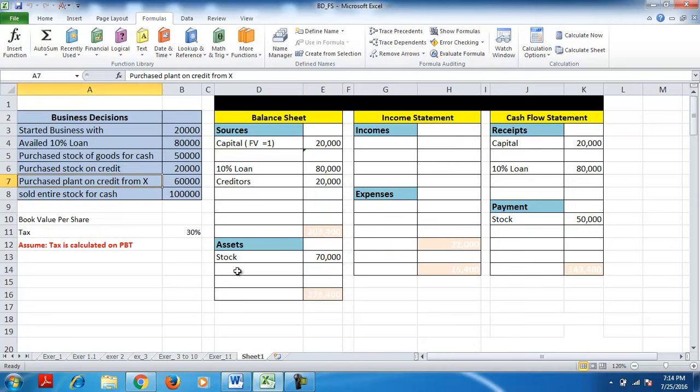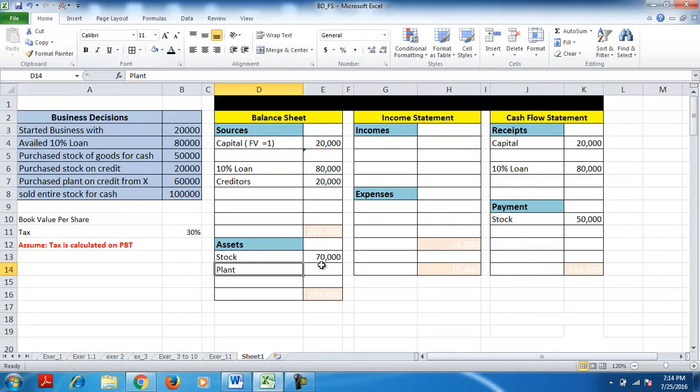Purchase plant on credit. We acquired another asset for 60,000, and this also has resulted in creation of a liability, no outflow of cash. So till now we have received some cash which is not an income. We made some payments which are not expenses, but a payment has resulted in creation of an asset, and creation of assets has also resulted in liabilities.